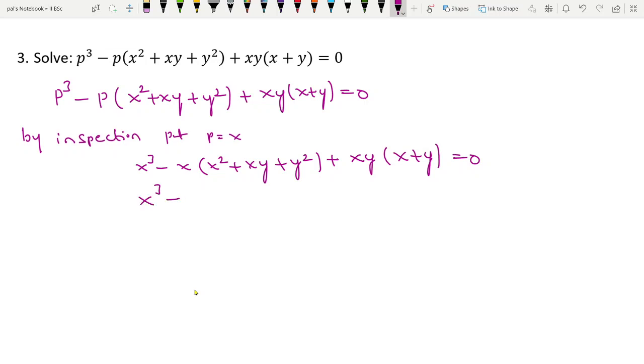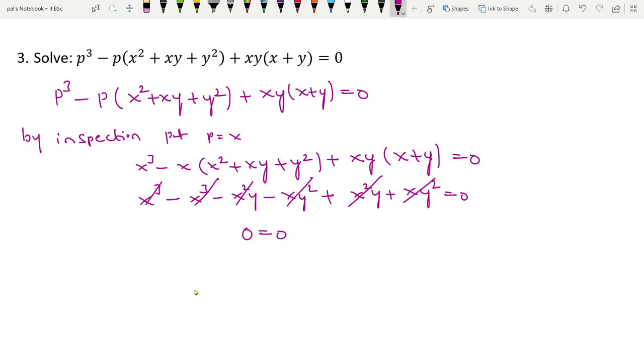X cube minus x into x square is x cube minus x square y minus xy square, plus x square y plus xy square is equal to 0. Minus xy square cancels with plus xy square, plus x square y cancels with minus x square y, x cube cancels. So it satisfies the equation.